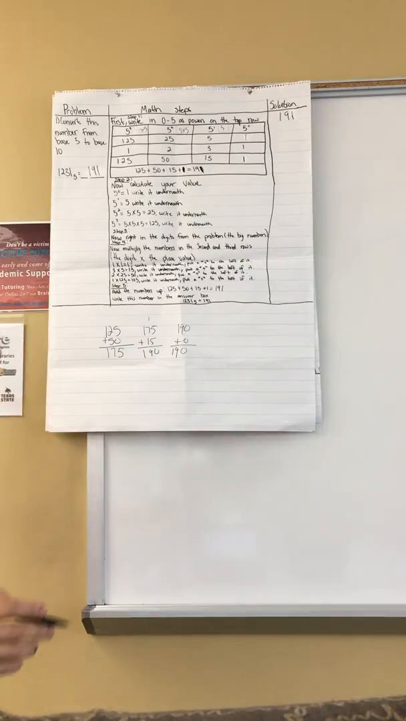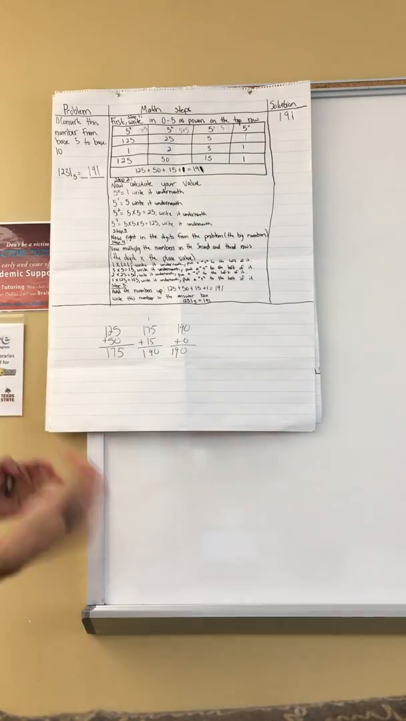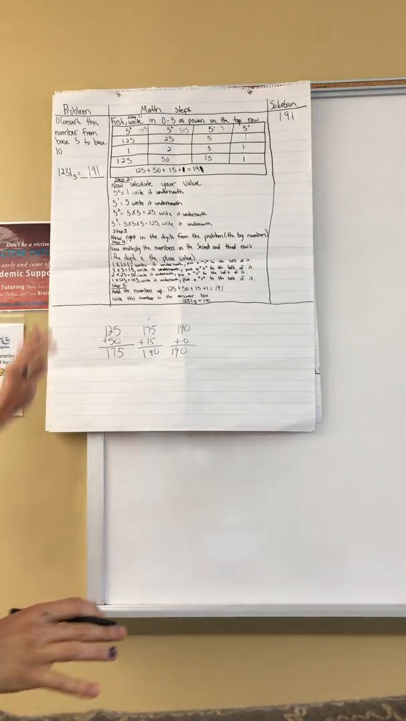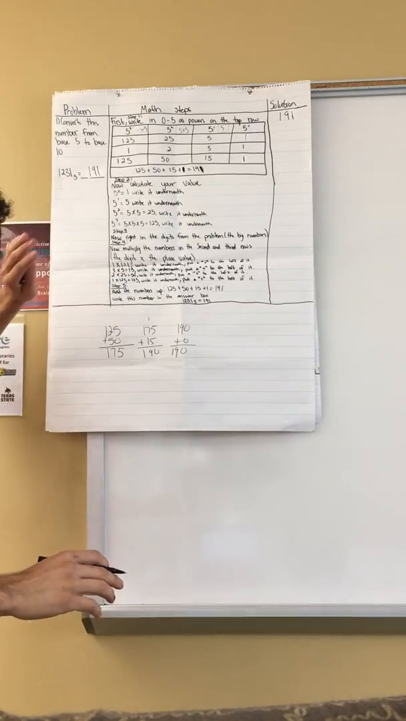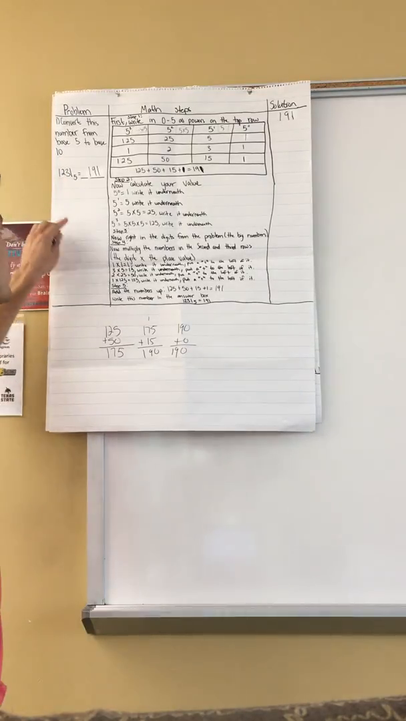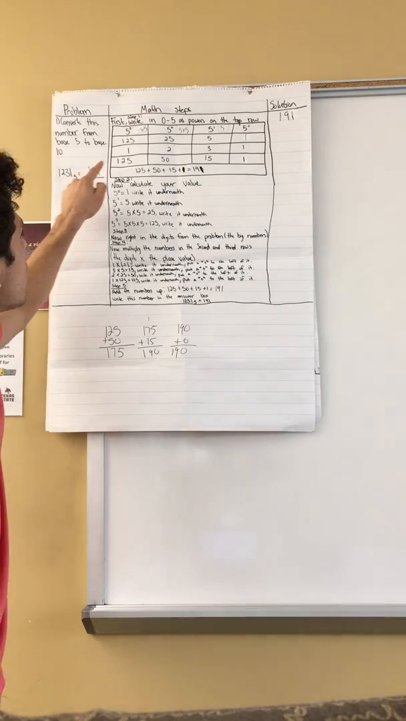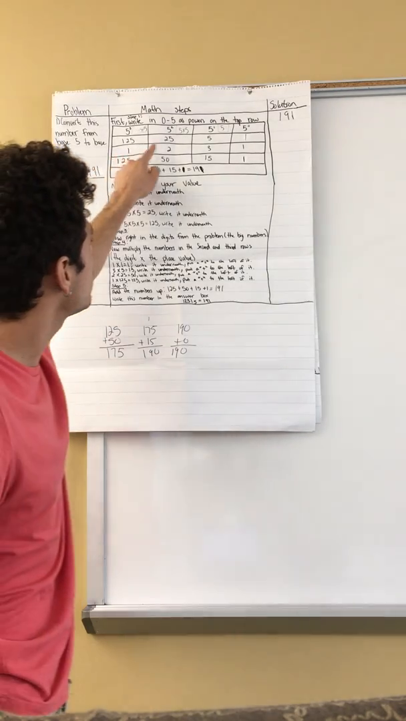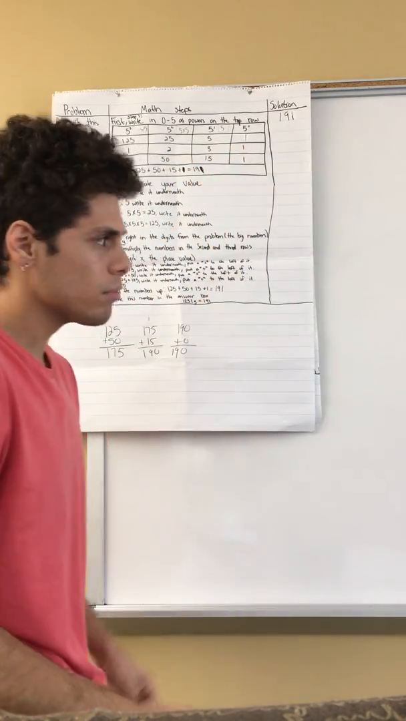All right? Step 3. Now write in the digits from the problem, the big numbers. Digits is just another word for number. So 1, 2, 3, 1. 1,231. 1, 2, 3, 1.